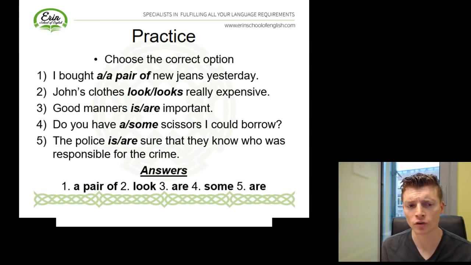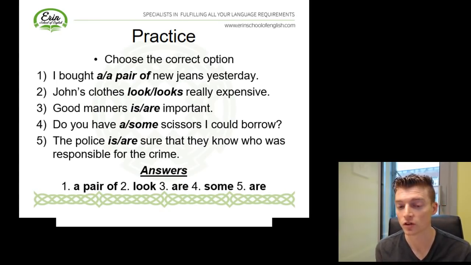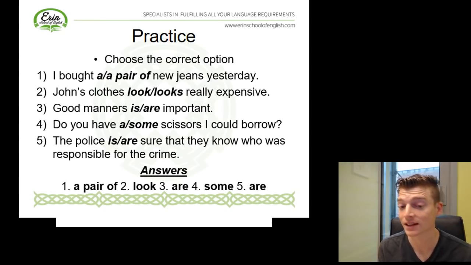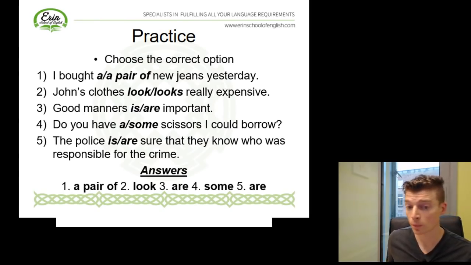Number 4, do you have a scissors, or do you have some scissors I could borrow? So scissors, plural noun, we cannot use a or an, so we must say do you have some scissors. We could also say a pair of scissors because the object has 2 parts. And finally, number 5, so just be careful here because police is our exception to the rule. So the police are sure that they know who was responsible for the crime. So police is a collective noun. However, even though with most collective nouns we can use a singular or plural verb, with police we must use a plural verb. So the police are is the correct answer here.